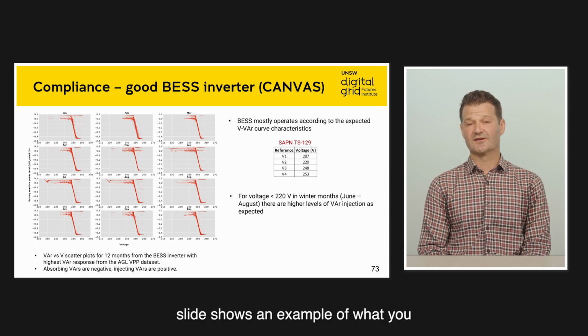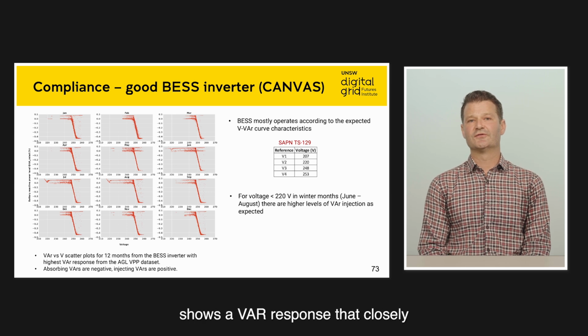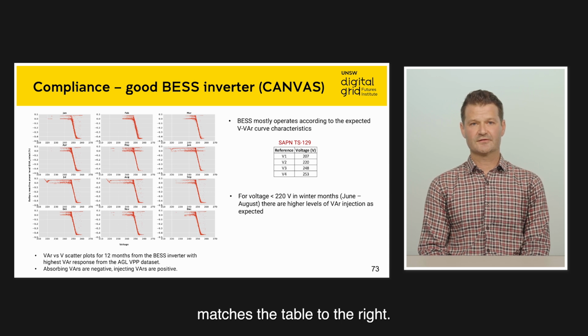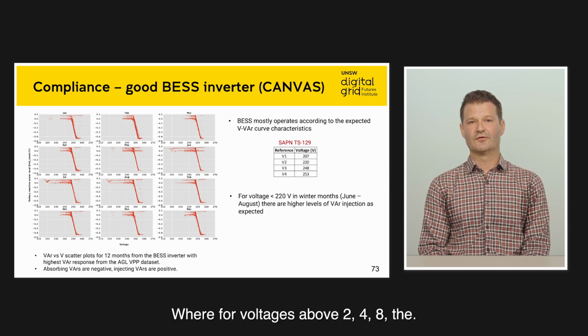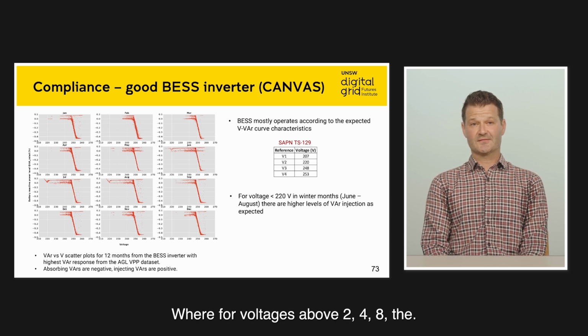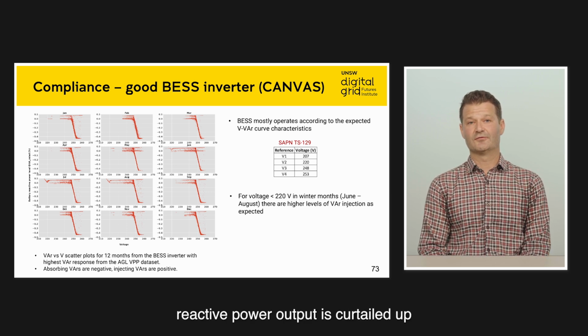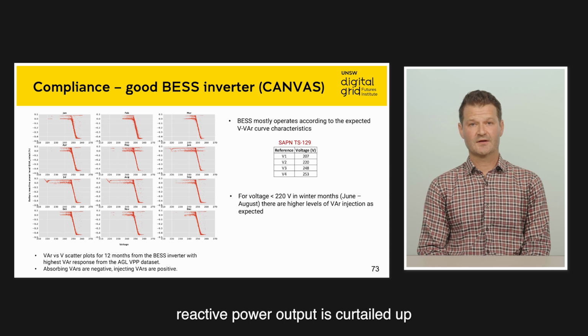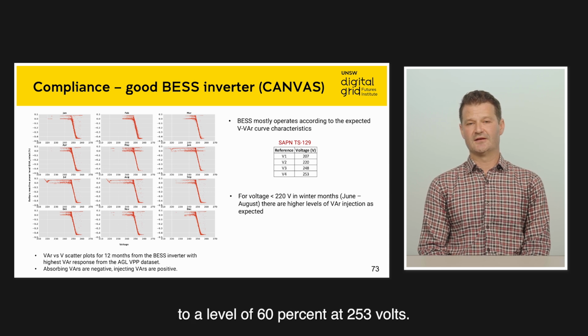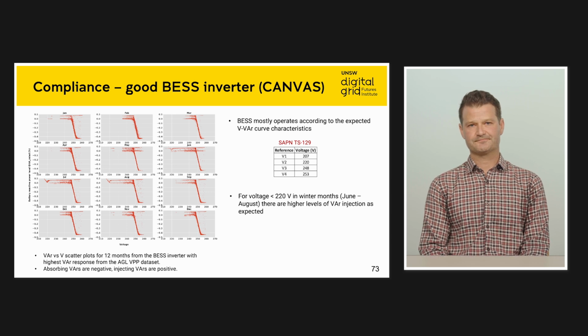And this slide shows an example of what you might call a good inverter, which shows a volt-var response that closely matches the table to the right, where for voltages above 248, the reactive power output is curtailed up to a level of 60% at 253 volts.